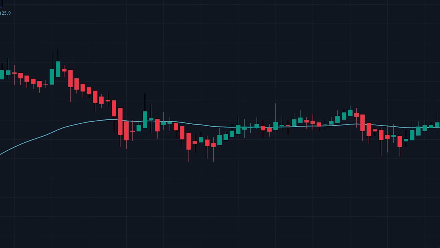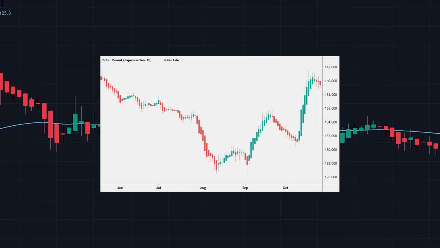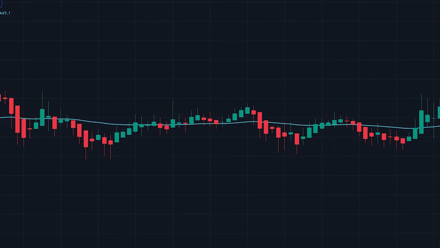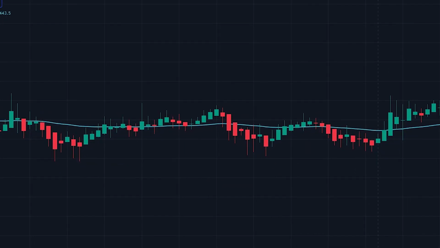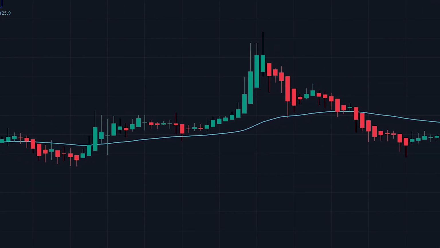The strategy I'll be showing you will be using Heiken Ashi candles. Heiken Ashi candles are candles that aim to reduce some of the market noise, creating a chart that highlights trend direction better than typical candlestick charts.